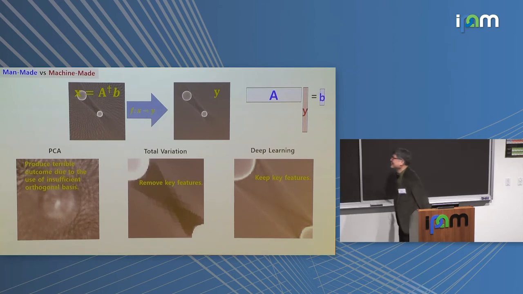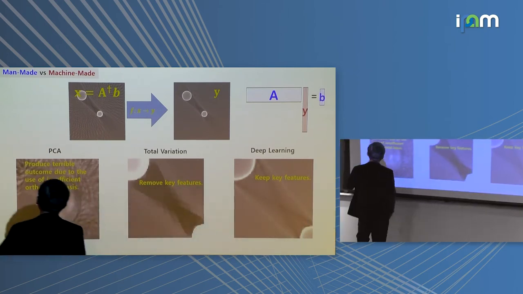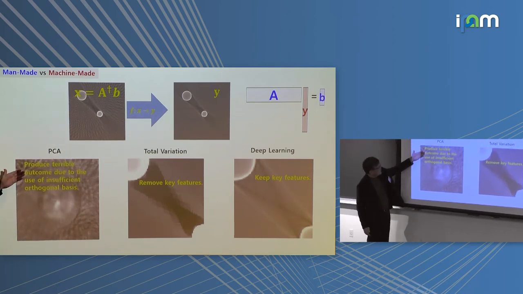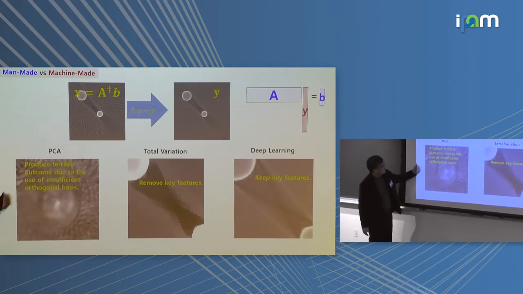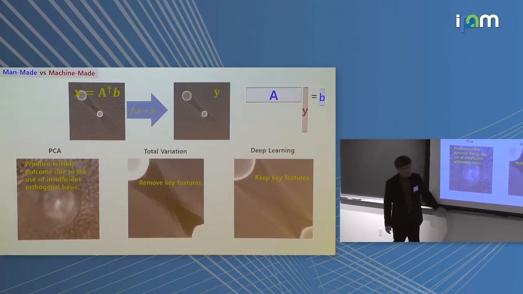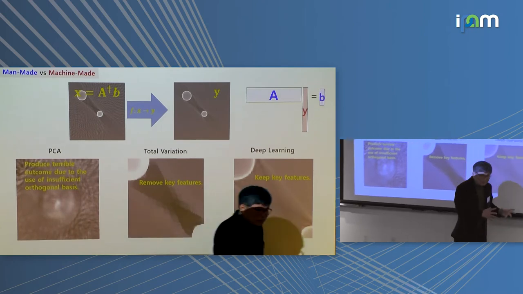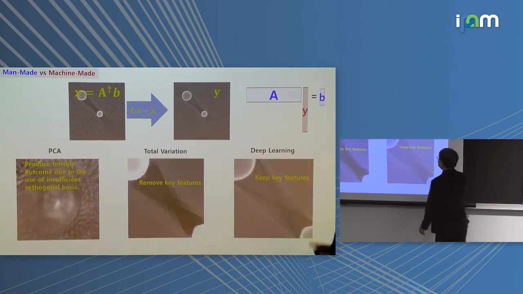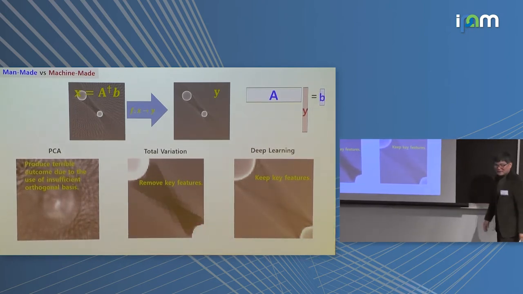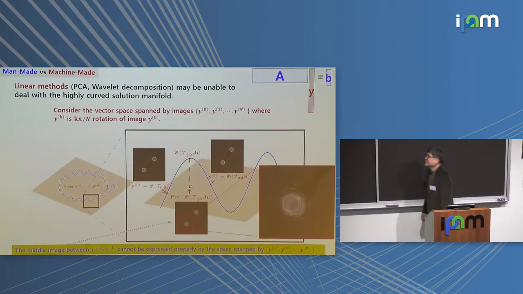Well, look at the PCA. Why does PCA not work? It produces a terrible outcome due to the use of an insufficient orthogonal basis. The number of orthogonal bases is not enough to produce that image. That's why it is corrupted. The total variation removes the key feature. But deep learning keeps the key feature. I will explain why that is.